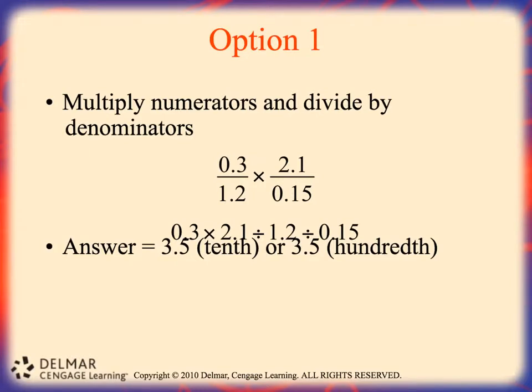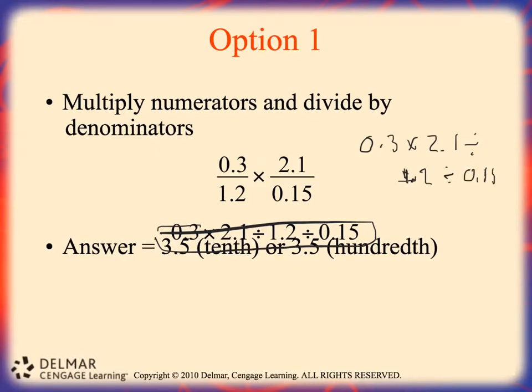And that's without turning the fractions into whole numbers. And the answer here, it's kind of hard to see this right here, but it's 0.3 times 2.1 divided by 1.2 divided by 0.15. You can do that on your calculator, and your answer is going to come out 3.5. Ignore this right here, because 3.5, the 0.5 is not 5/100ths, it's 5/10ths. So I think that's a mistake.